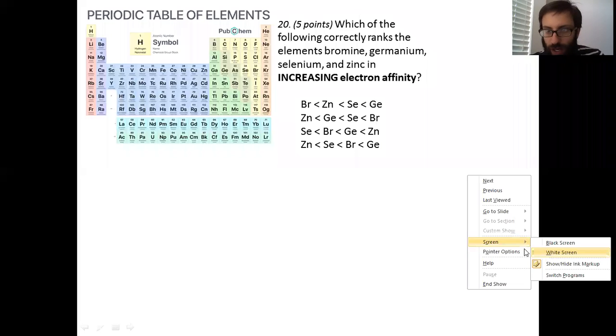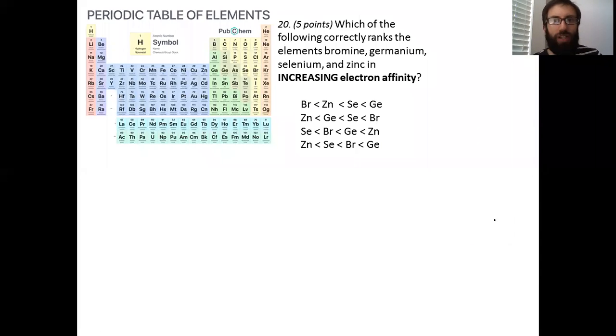All right, so keep going here. We're on number 20. Which of the following correctly ranks the elements bromine, germanium, selenium, and zinc in increasing electron affinity? So let's identify those elements on the periodic table. Bromine, germanium, selenium, and zinc. Oh, how convenient, they're all in the same row. Of course. Okay, and so increasing electron negativity.